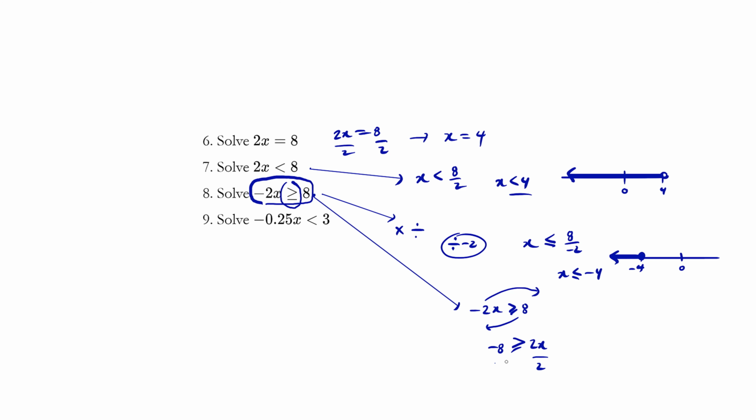Now when you divide by 2, everything acts normal. So you have x is less than or equal to negative 4, which is the same thing as x is less than or equal to negative 4. Same number line.